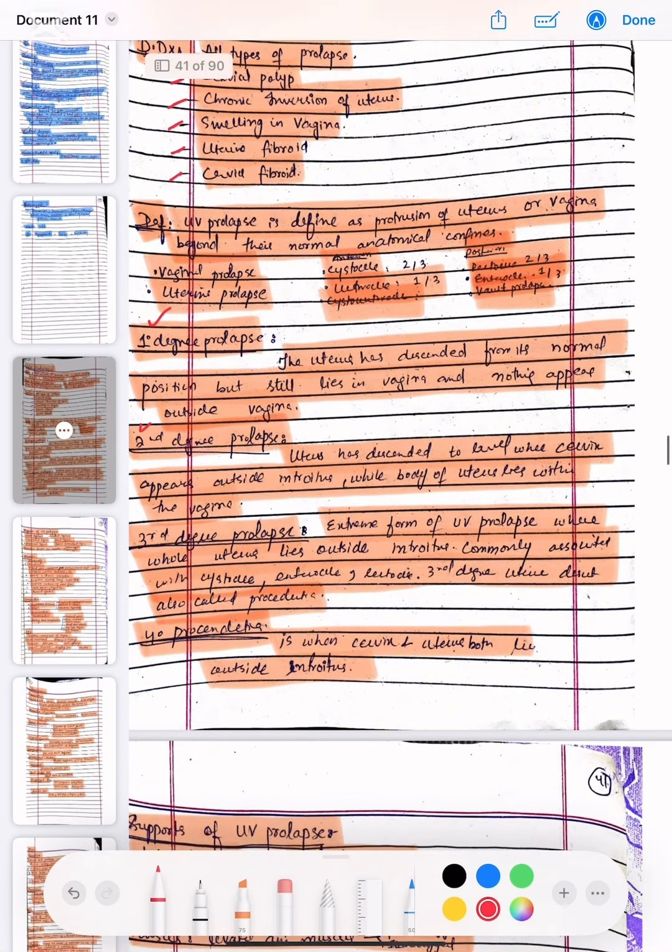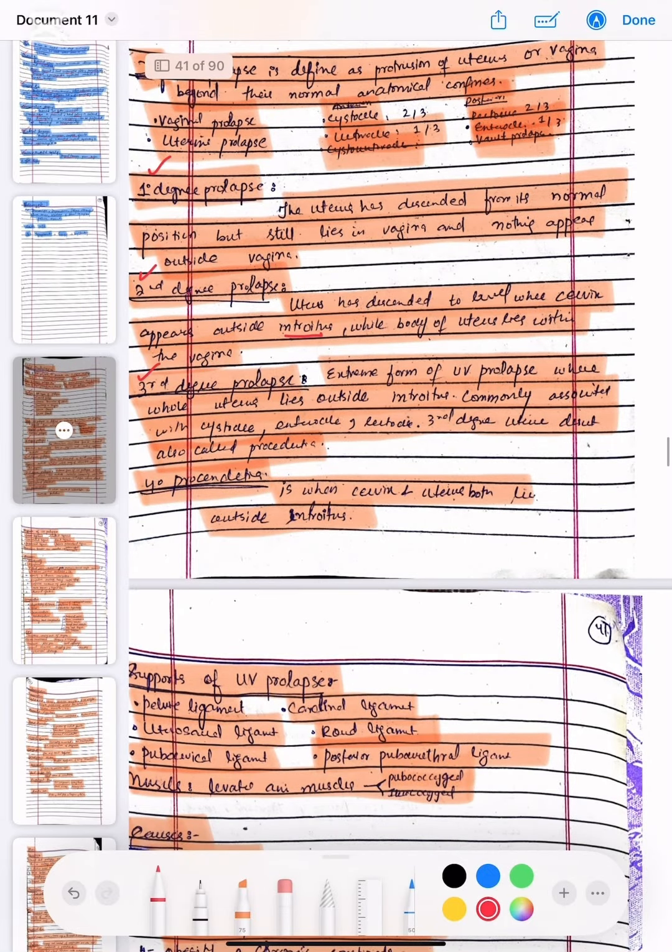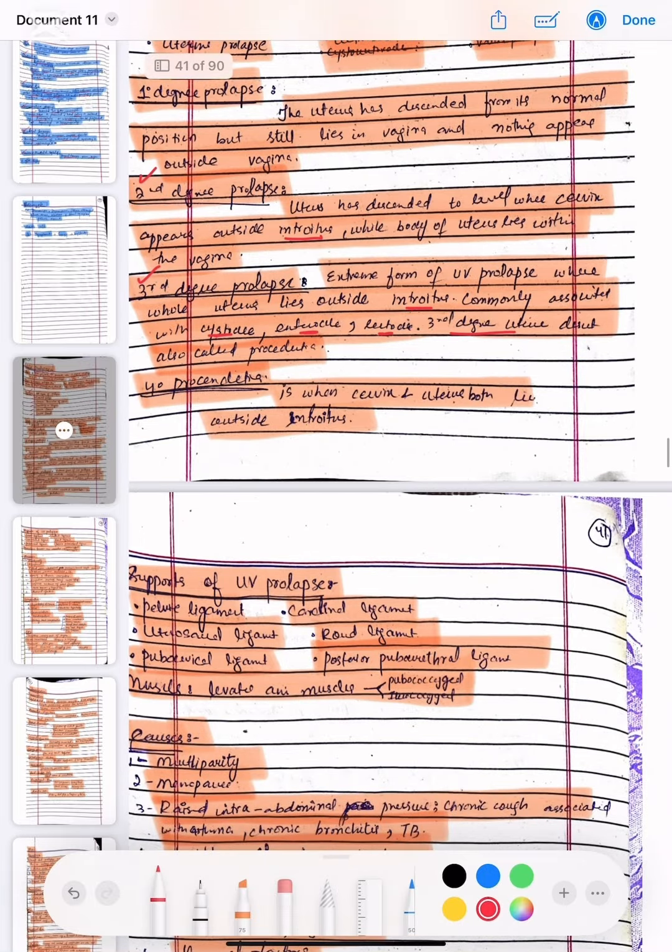Then we have second degree prolapse, in which the uterus has descended to a level where the cervix appears outside the introitus while the body of the uterus lies within the vagina. Then we have third degree prolapse, the extreme form of UV prolapse, where the whole uterus lies outside the introitus and is commonly associated with cystocele, enterocele, rectocele, and third degree uterine descent, also called procidentia. Then fourth degree procidentia is when the cervix and uterus both lie outside the introitus.